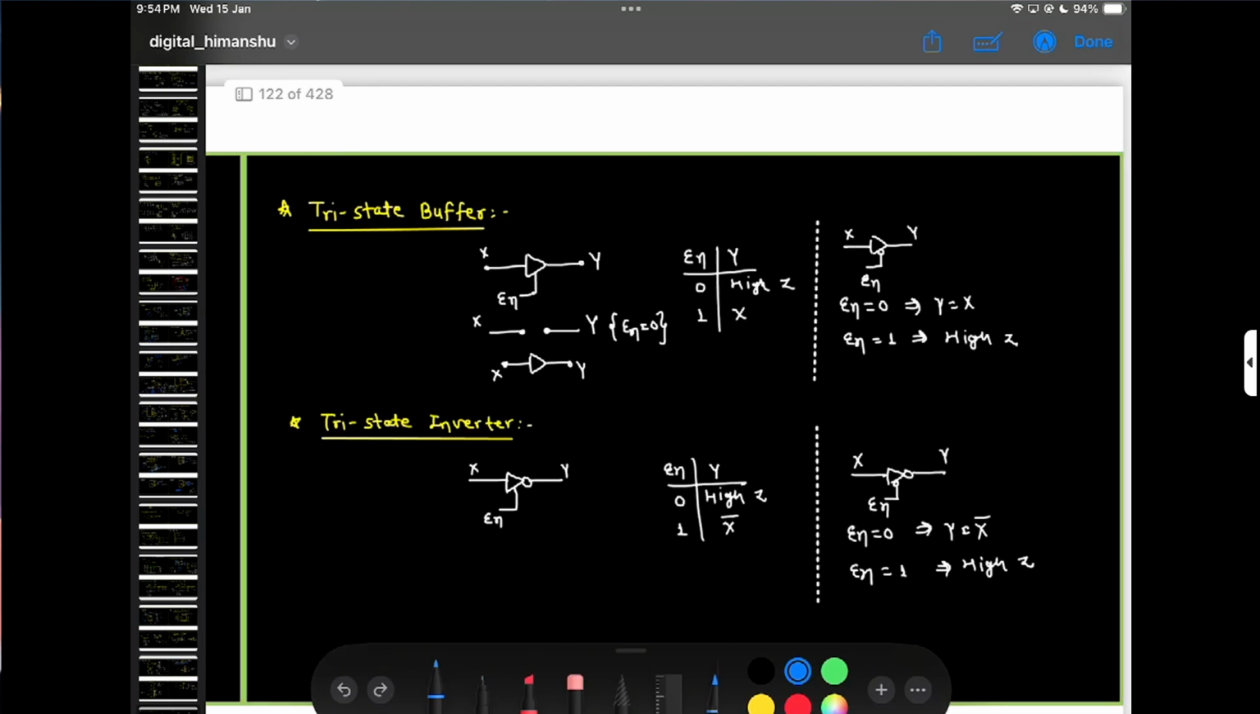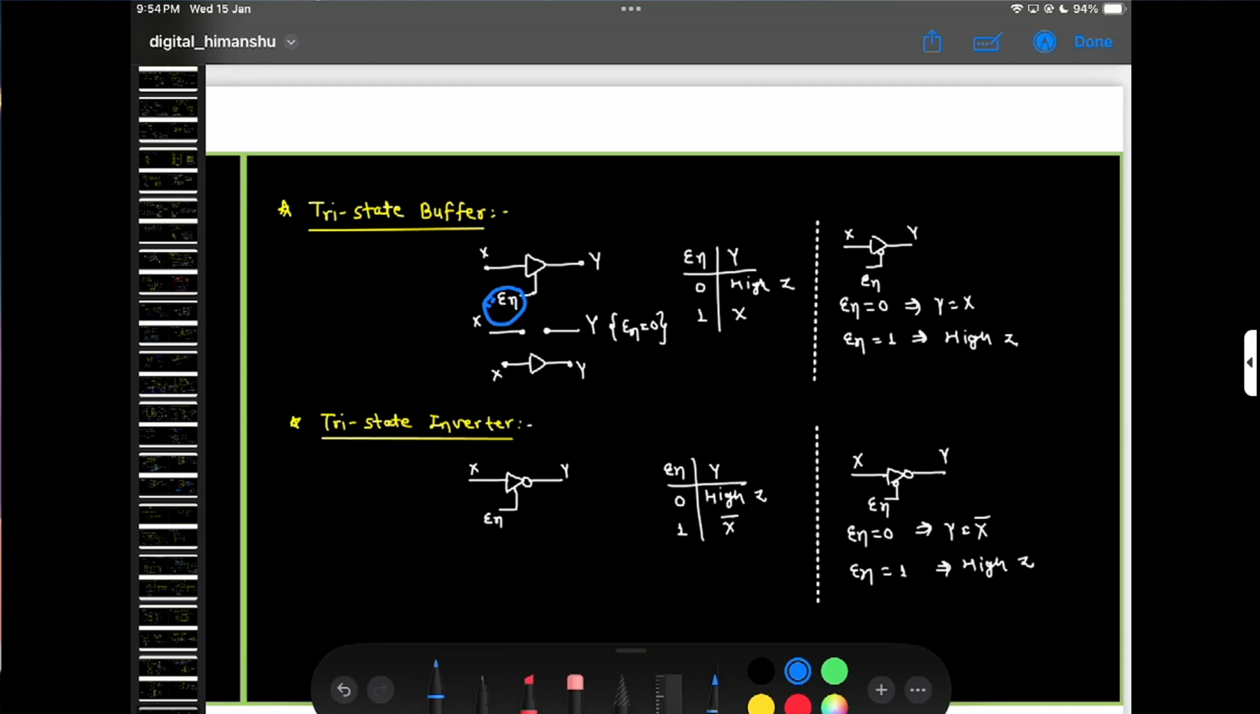Tri-state buffer. So what is a tri-state buffer? Basically in a buffer, whatever input we give, after some delay we get the output. But in the case of a tri-state buffer, you have an enable signal. When you put the enable signal high, the circuit works like a buffer: after some delay it gives you the output. But if the enable signal is not on, the circuit does not provide the output, even if the input is present.